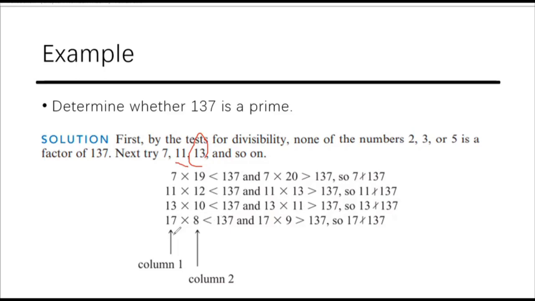Additional by 17. 17 times 8 is less than 137. And 17 times 9 is greater than 137. So, 17 is not a divisor of 137. So, na-check na natin sa lahat ng mga test for divisibility. Therefore, at the end, we can conclude that 137 is a prime number. And that's it.